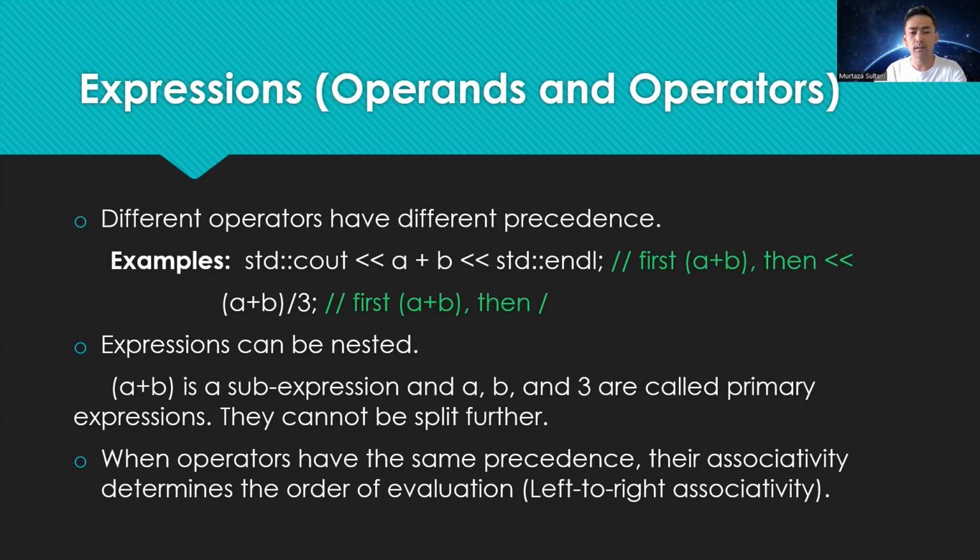We also need to understand that expressions can be nested. For example, we may have 2 or 3 parentheses inside a parenthesis. And a plus b, for example, here is a sub-expression. And a, b, 3 are called primary expressions because they cannot be divided further. And when operators have the same precedence, their associativity will determine the order of evaluation, from left to right, for example.